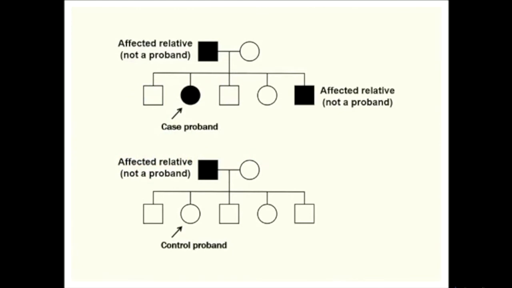Here are two families. You see in each case an individual who is a proband. Here's a case proband. This is a control proband. And then we have their relatives, who may or may not be affected. Just as a simple example, we have two affected relatives in the cases family and one affected relative in the controls family. So what we're doing in a familial aggregation study is sampling the cases and the controls as probands, and then enumerating their family members and looking to see how many of their family members develop the disease.